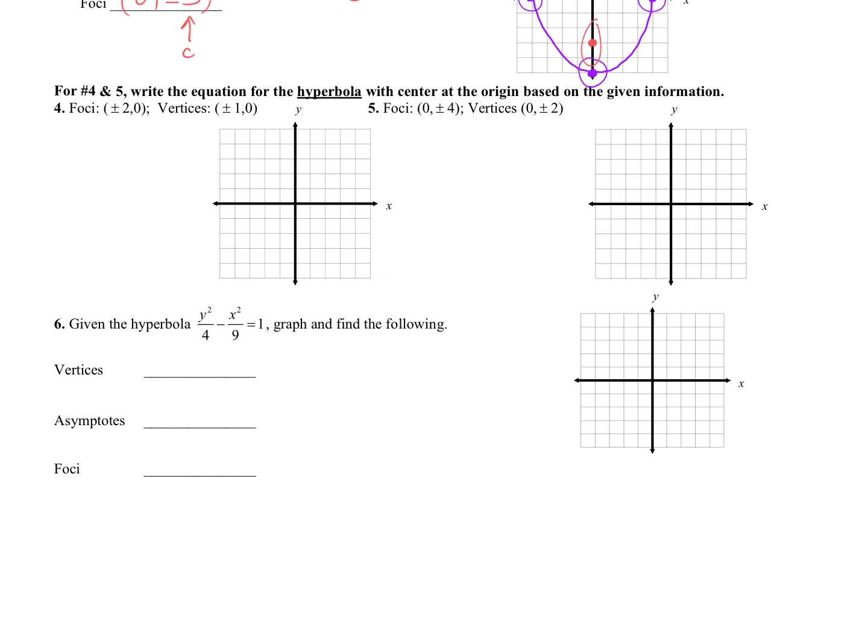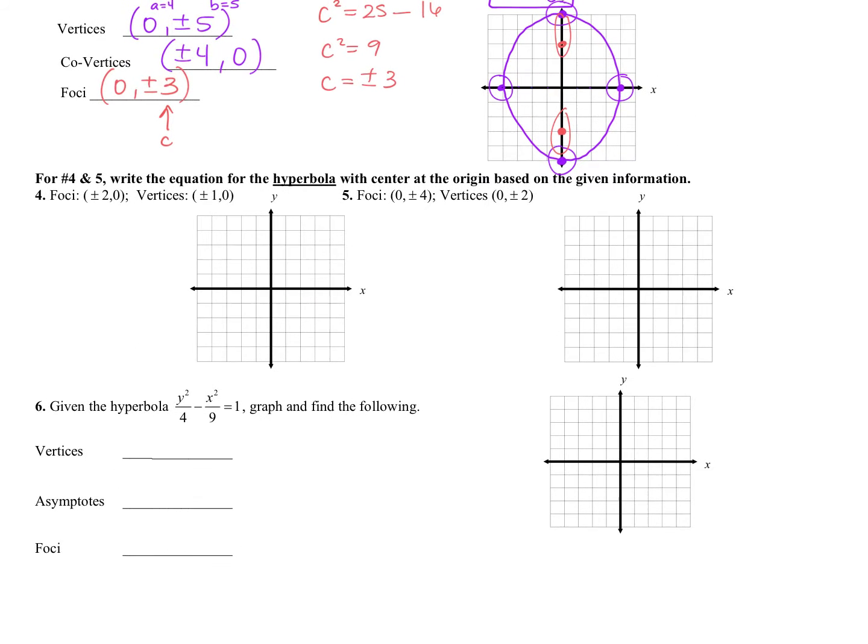Number 4. This one, it says write the equation for the hyperbola. So now we're switching gears to hyperbolas. Hyperbolas, remember, are the ones that go like this or like that, okay? With a center at the origin based on the given information.